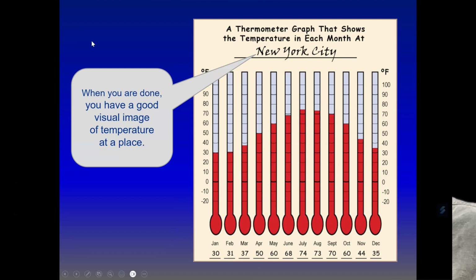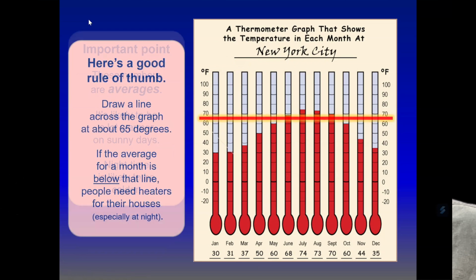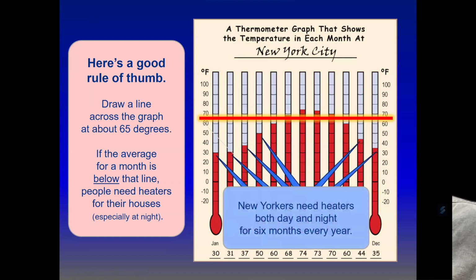Now, before you try to remember what this looks like, it helps an awful lot to add two more lines to the graph here. Because these numbers are averages, it's likely to be a lot warmer on a sunny day, and it's going to be colder at night. So a really good rule of thumb is to draw a line across the graph at about 65 degrees. If the average temperature for a month is below that line, people are going to need a heater in their house. In other words, people in New York are going to need heaters for about 6 months out of every year.